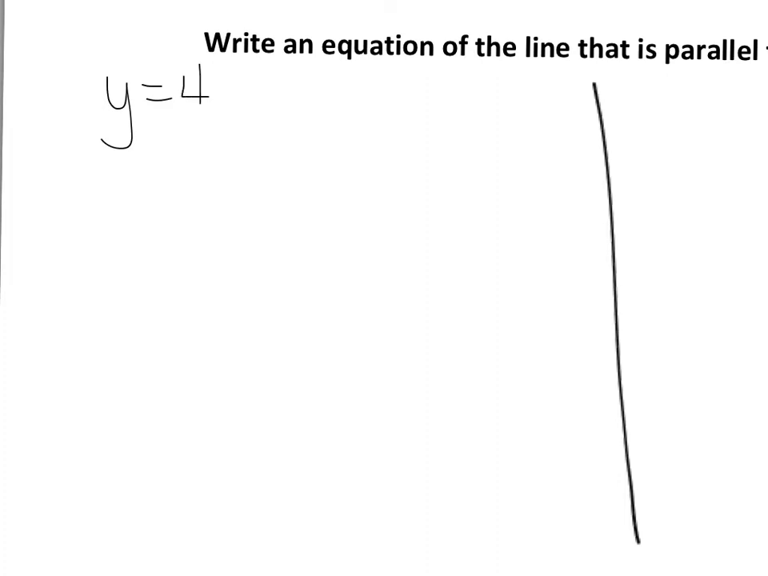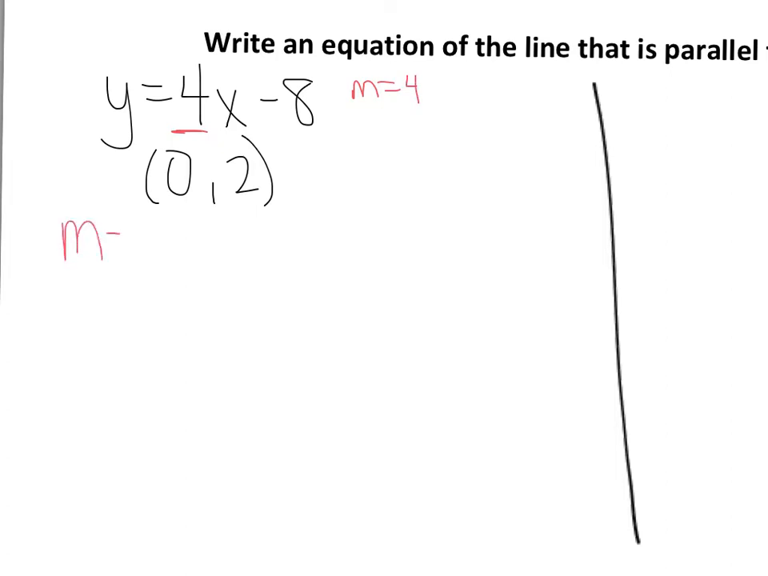So I want to write a line that is parallel to y equals 4x minus 8, and passes through (0, 2). Remember yesterday I said you needed two things to write the equation of a line. You need your slope and you need your y-intercept. I'm not given either one because I have to write a brand new equation. I don't know the slope of my new line, but I do know that the slope of this line is 4. And if my new line is going to be parallel to this line, its slope also has to be 4. So I know the slope. Now I just need to find the y-intercept.